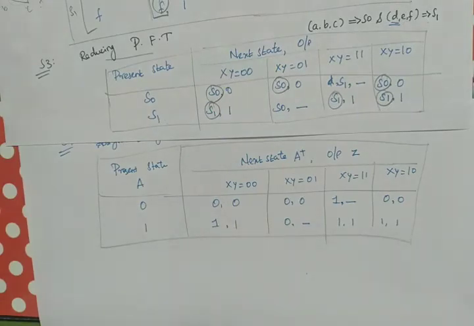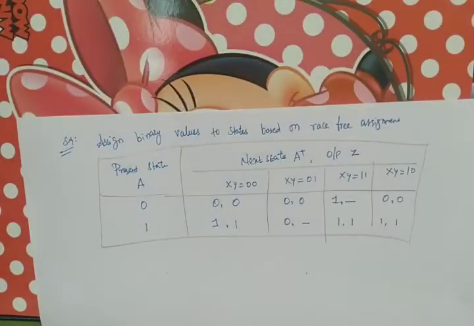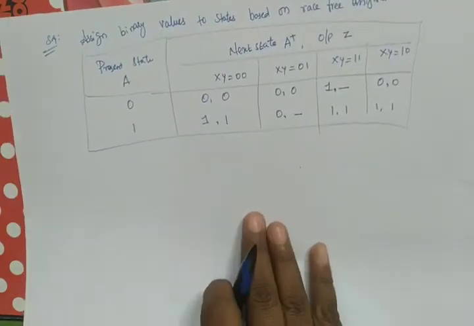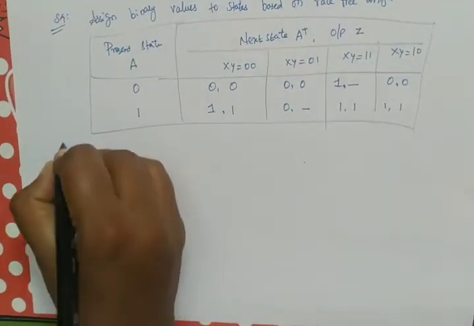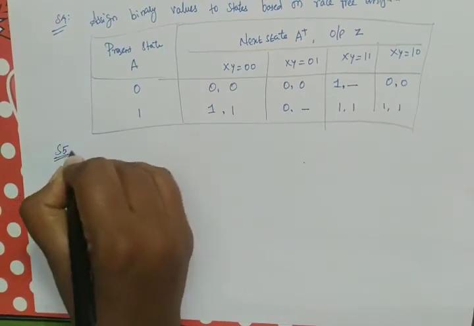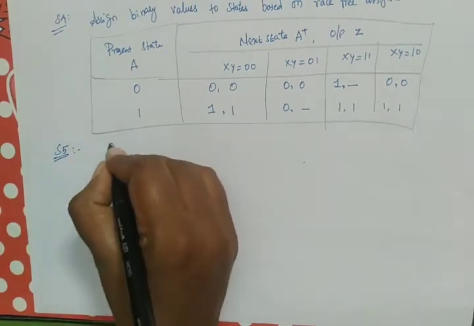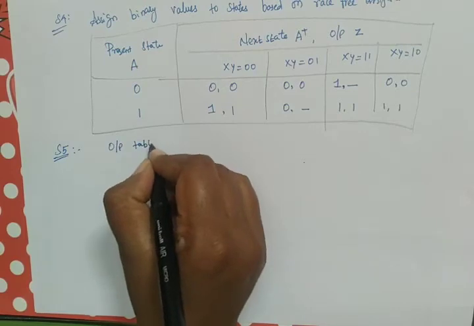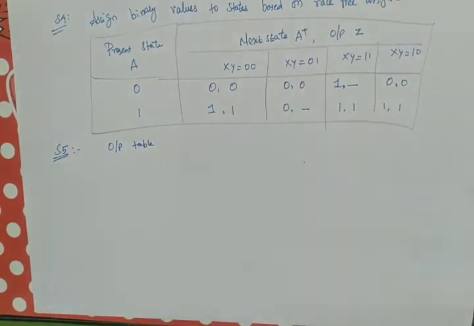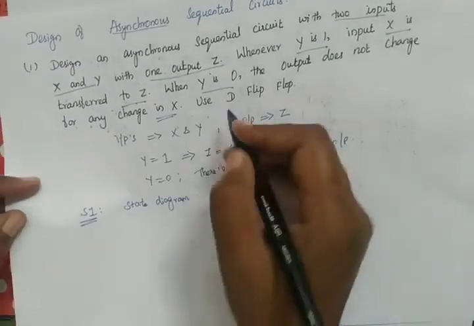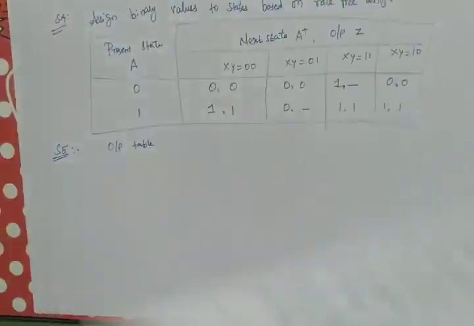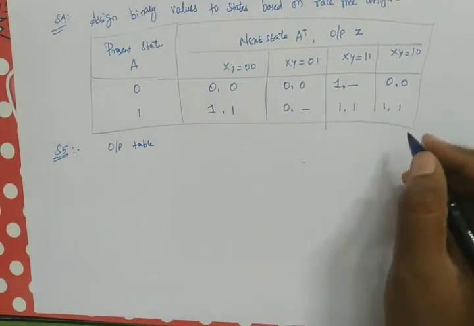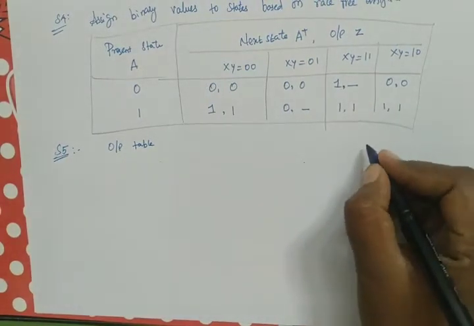Then what is our next step? After assigning the values for this, the next step is we have to find the output table. This is our step 5. How can we find the output table? Because in the question they have mentioned to use D flip-flop, isn't it? So we have to use the D flip-flop. Now write the D flip-flop excitation table.